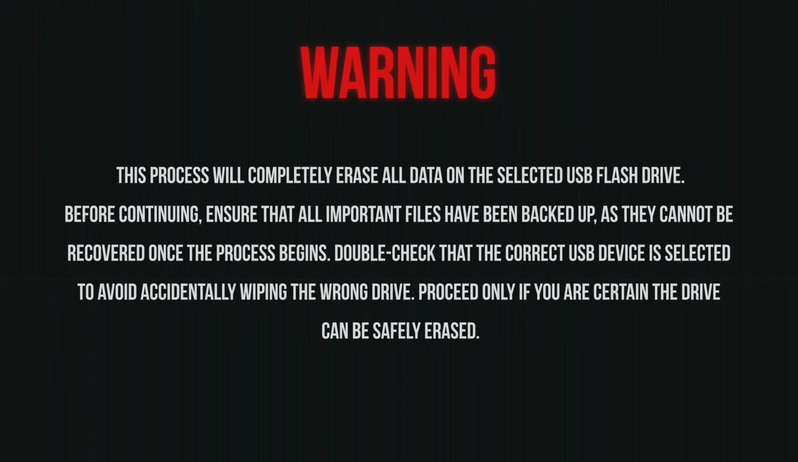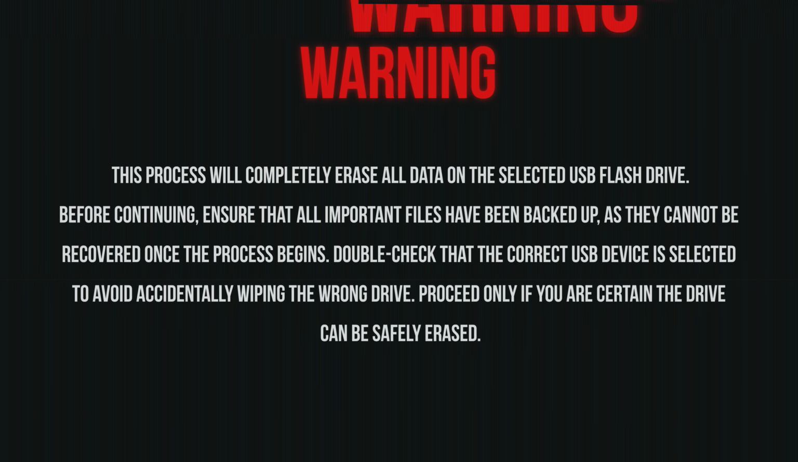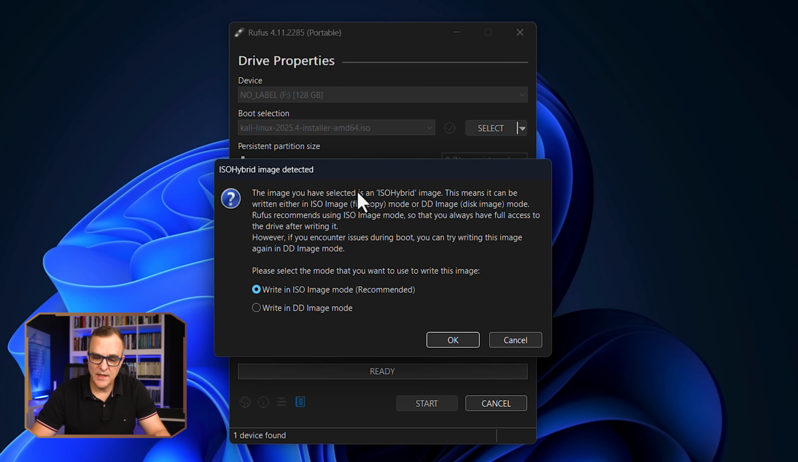Now be aware that your USB flash drive is going to be wiped. So you need to back up any important data on that drive before you hit start. We will be warned about that by Rufus when we click start. Now we're told that the image you've selected is an ISO hybrid image.